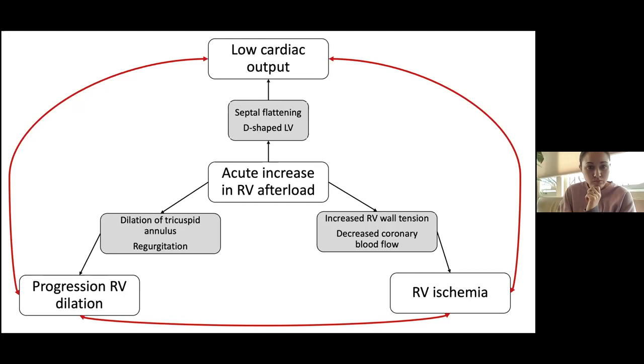Looks like we have some comments here. Cody is saying this is a case where the one-size-fits-all approach, that the RV is preload dependent, doesn't hold. We need a more nuanced understanding of that. That's exactly right. Shiv is asking, in general, if there's a transient reversible cause of elevated PASP, can you make a diagnosis of pulmonary hypertension? Or do you need longstanding elevated PASP?